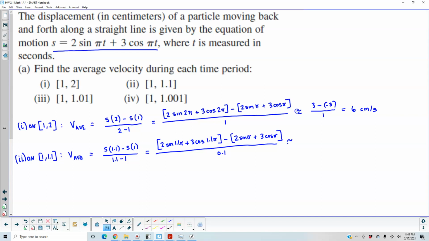And so that's going to give us approximately negative 3.471 minus negative 3, divided by 0.1, which is equal to negative 4.71 centimeters per second.